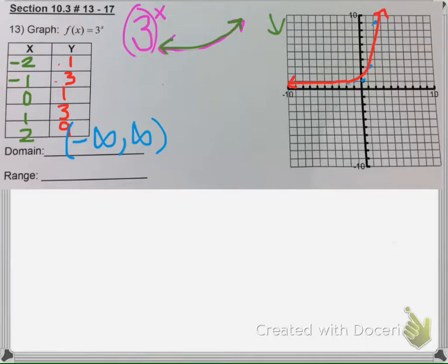If we look at the range, we always go from bottom to top, least to greatest. So if we look at the bottom here, the graph doesn't go down here. It stops right here. So that's 0. And we know it never crosses it, so we're going to use a parenthesis. And then if we look at the y-axis here, it keeps going and going up. So infinitely on.